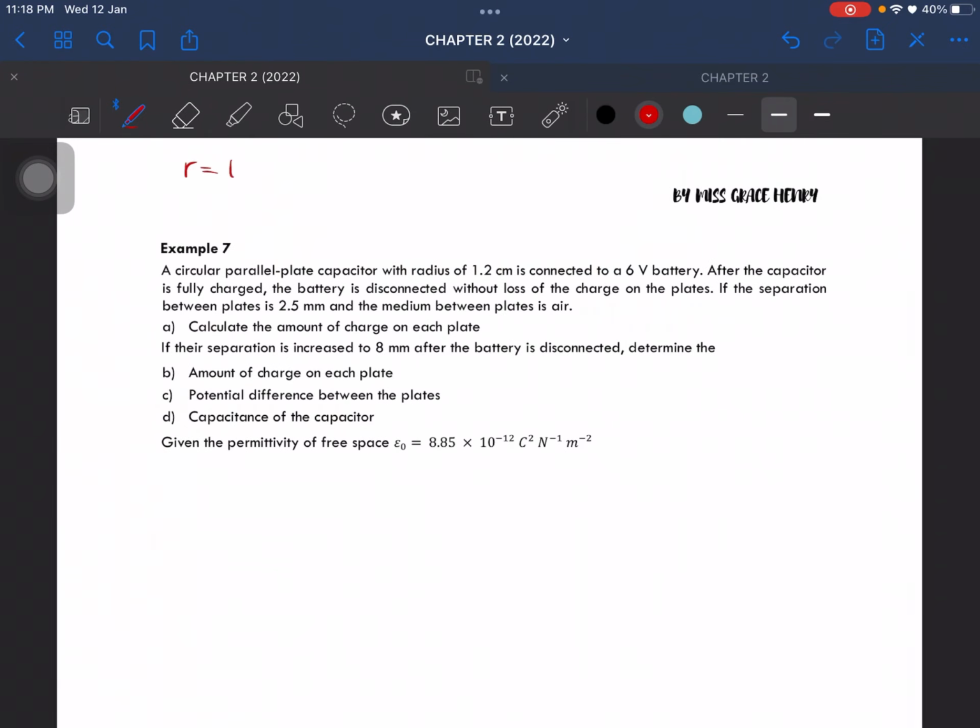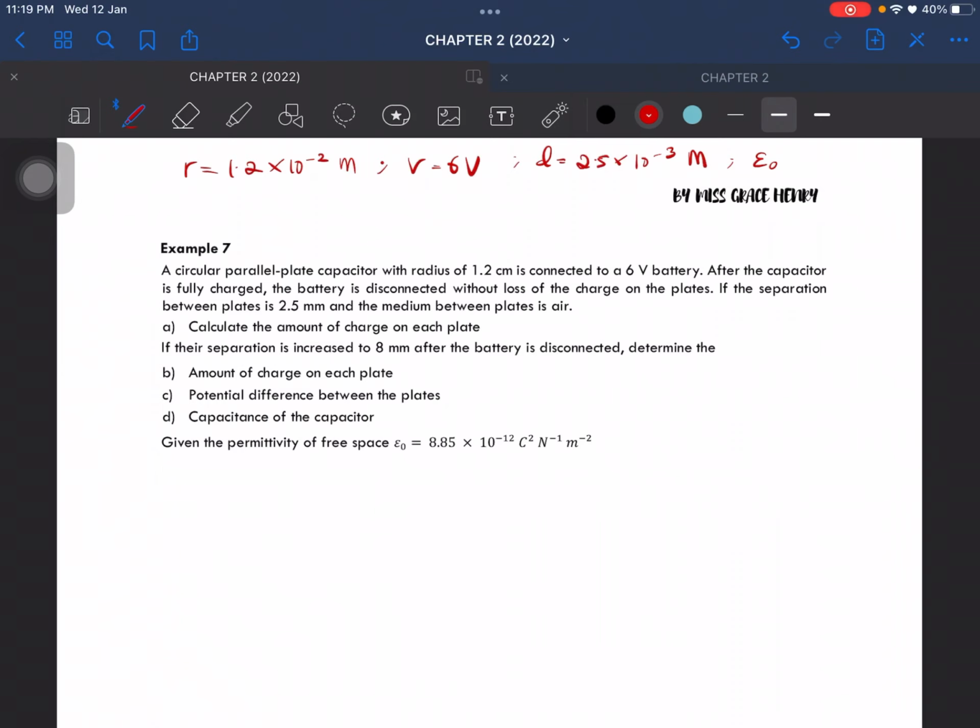Okay, so let us extract the information available. We have the radius equal to 1.2 centimeter, and it is connected to a 6-volt battery. After it is disconnected, there is no loss of charge, and the separation of the plates is 2.5 millimeter. The medium is air, so we are going to use the permittivity of free space.